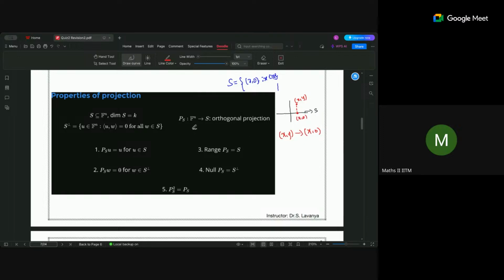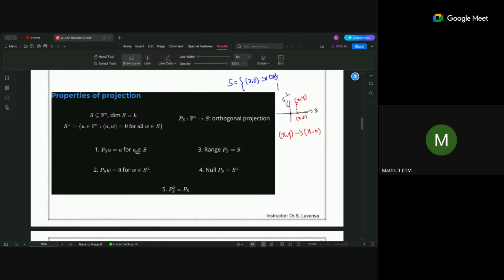And what is the null space? The null space is S perp. What is the orthogonal complement of this S? This is your S perp, the y-axis. So all the elements on the y-axis, when you project on the x-axis, are mapped to the origin. That is why the null space of PS is S perp.